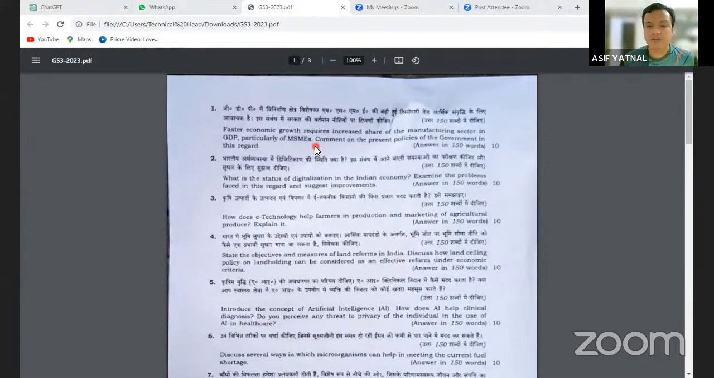So question 8 पूछा गया है कि why manufacturing sector growth is much needed for the faster economic growth of India, especially micro, small, and medium enterprises. And the question is that comment on the present policies of the government in this regard. अब यहाँ पे पूछा गया comment. You need to comment on the policies of the government to focus more on manufacturing sector, especially micro, small, and medium enterprises. Now tell me, are the efforts taken by the government sufficient?